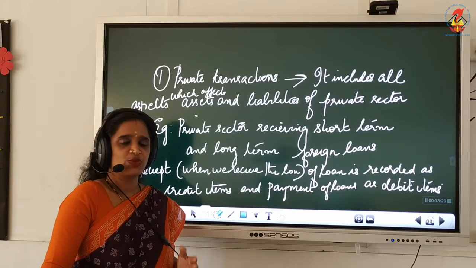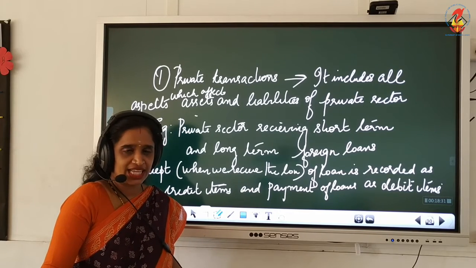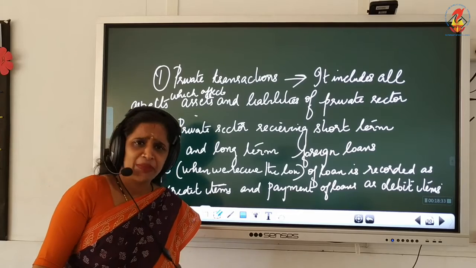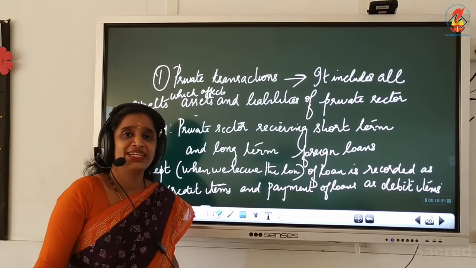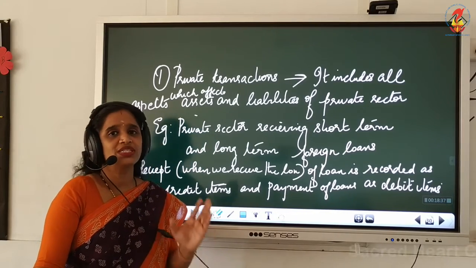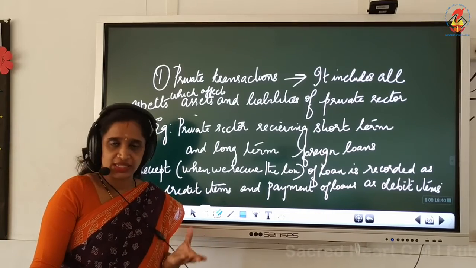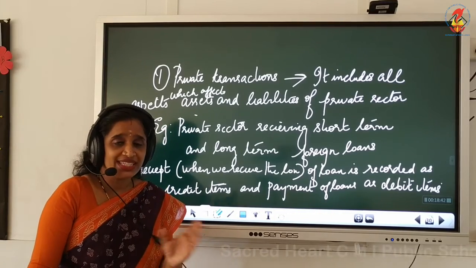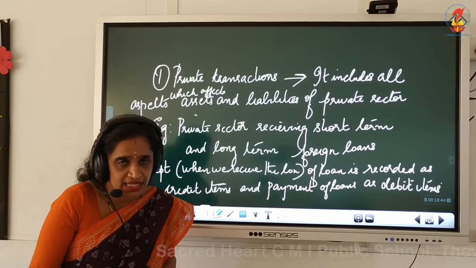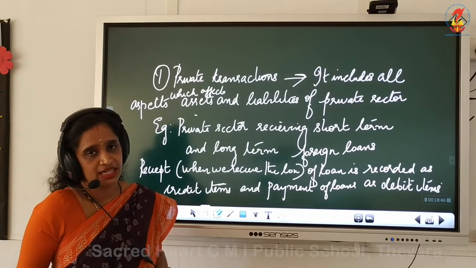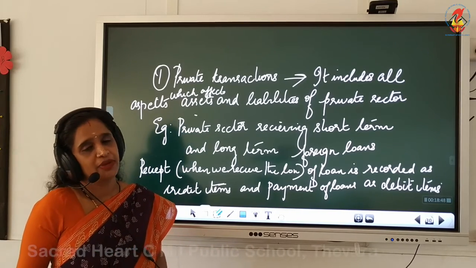Every private sector will have some kinds of assets that they gain and some kind of liability that they have. It is quite natural. So all those transactions of private sector which cause a change in their assets and liabilities are termed as private transactions. That will come under the private transaction.